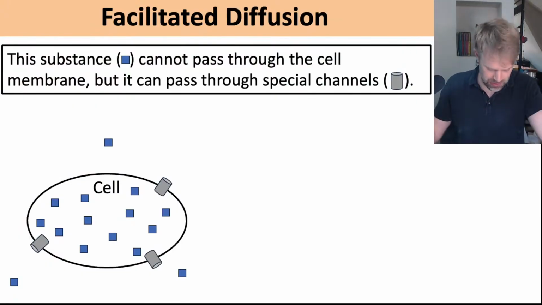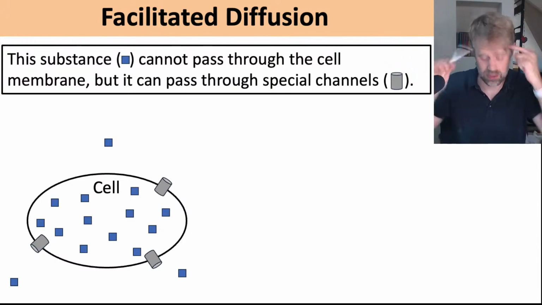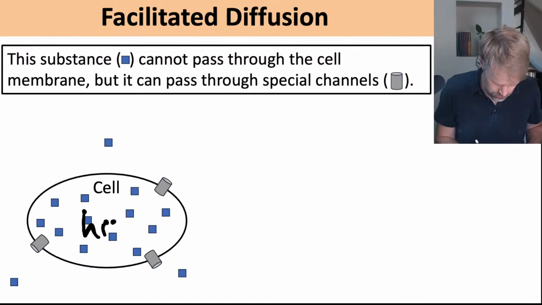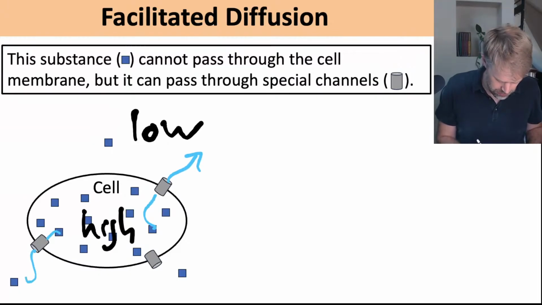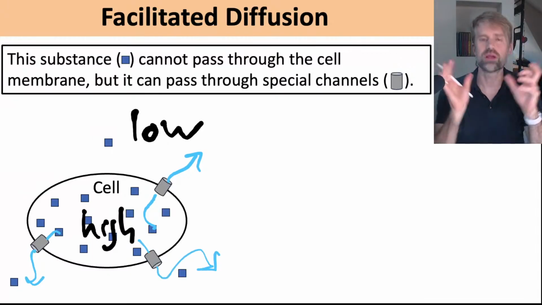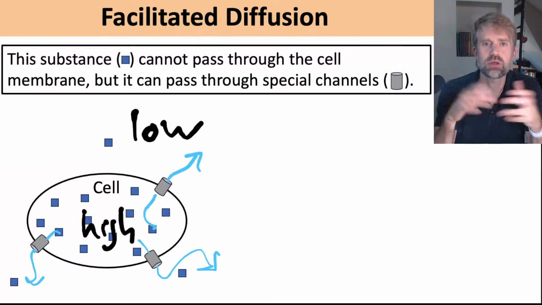So now what's going to happen? Think about it. Same thing. I'm sounding like a broken record, which is kind of the goal, so that this ends up sticking in your head like glue. We have high concentration of blue squares inside the cell, low concentration of blue squares outside of the cell. What are these blue squares going to do? They are going to move out of the cell if they can, and they're going to have to pass through these special channels, but that's how they're going to get out. They're going to get out by moving through the channels.